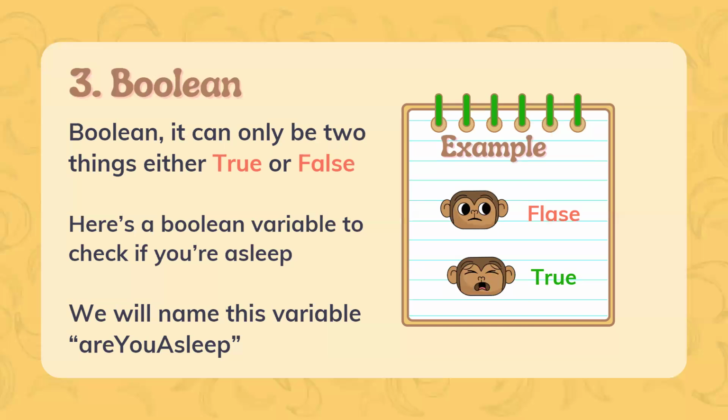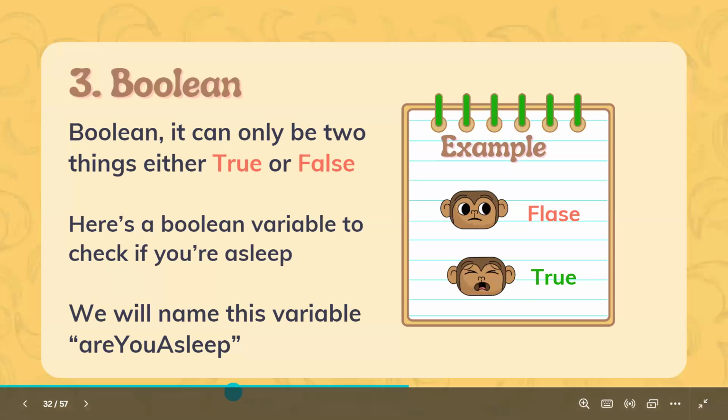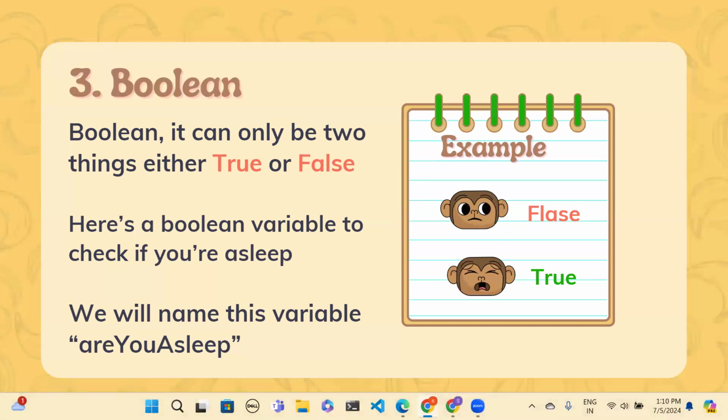The boolean. It can only be two things: either true or false. Here is a boolean variable to check if you are asleep. We name the variable are you asleep. If you are not asleep, it is false. If you are asleep, it is true. Boolean true and false means yes or no.